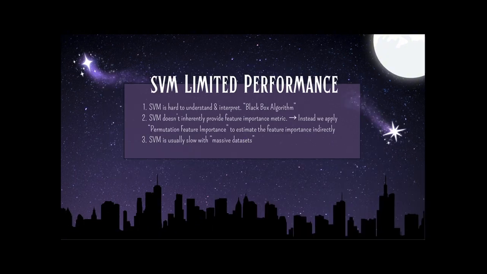And SVM limited performance. SVM is hard to understand and interpret the results, is what I mean here. That's because SVM is one of the black box algorithms. Also, it doesn't inherently provide a feature importance metric. So instead, we rely on applying the permutation feature importance strategy to estimate the feature importance indirectly. And finally, SVM is quite slow with massive data sets.